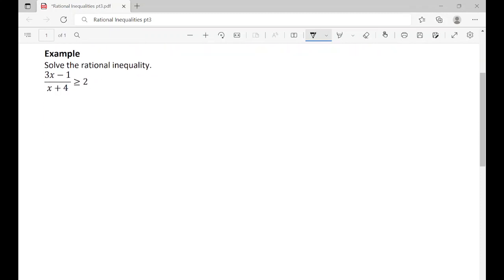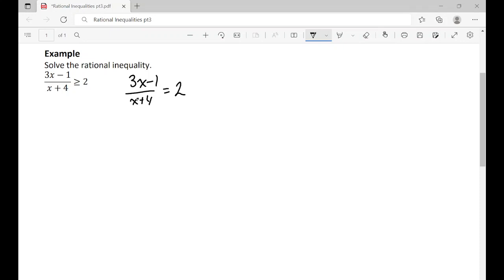So we're going to solve the rational inequality (3x minus 1) divided by (x plus 4) is greater than or equal to 2. Now this one is not with a 0 here, so we're going to have to do something a little bit different. What we're going to do is set it equal to 2. So (3x minus 1) over (x plus 4) equals 2. And we're going to solve this.